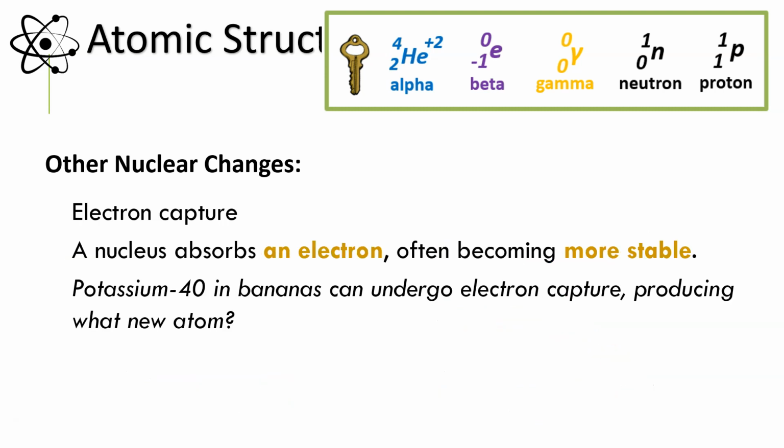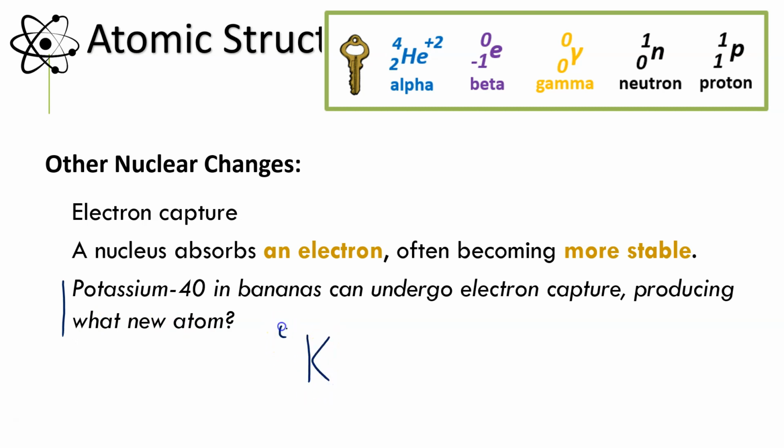Next up, we've got something called electron capture. This is sort of like the opposite of a beta decay, where a nucleus actually absorbs an electron, and this often happens producing a more stable nucleus. Oddly enough, one place that it happens is in bananas. The description here says potassium-40 in bananas can undergo electron capture, producing what new atom?